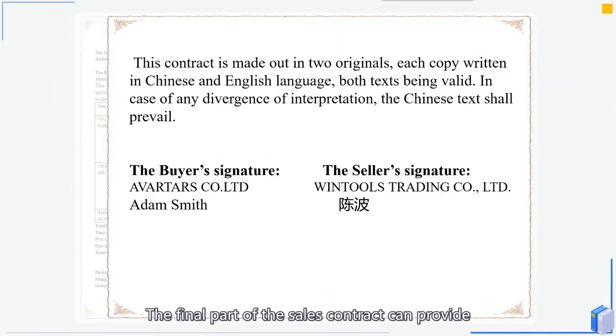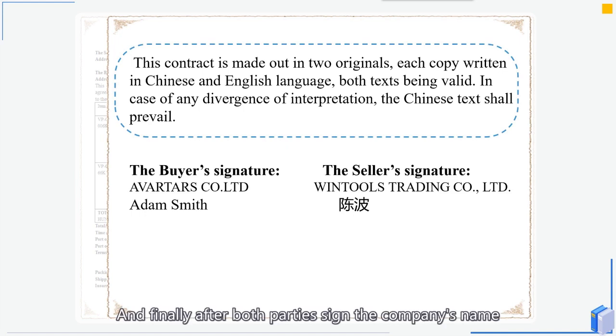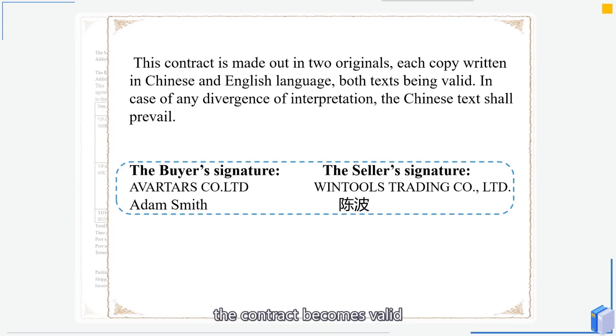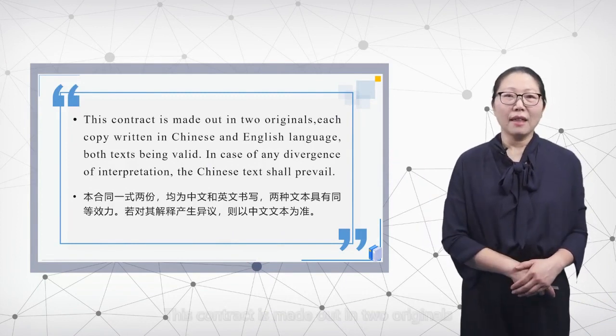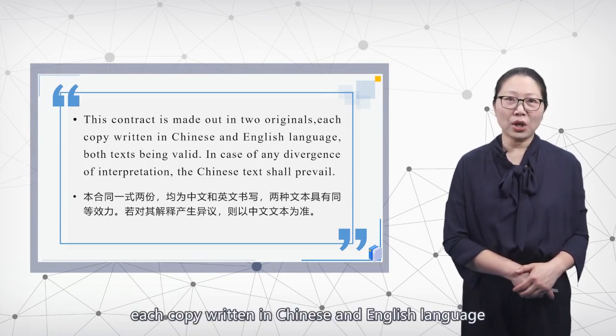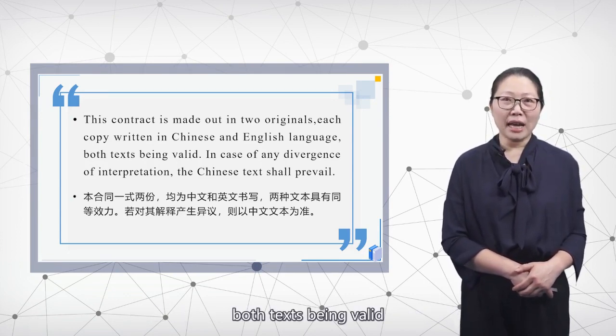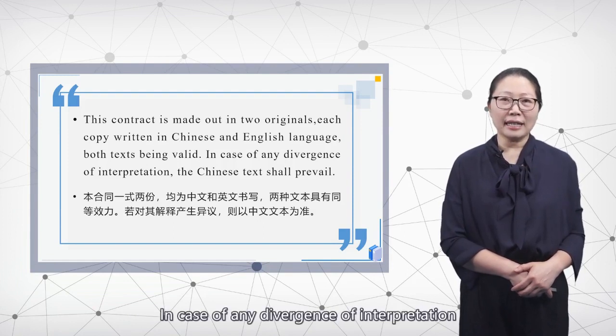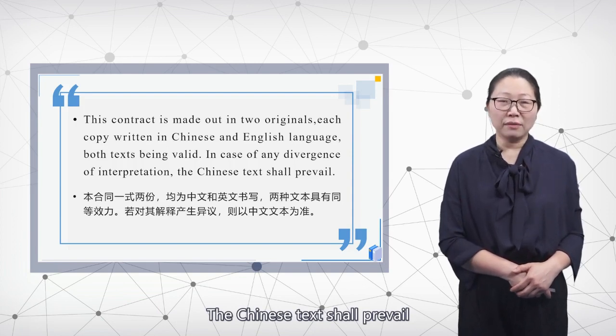The final part of the sales contract can provide additional terms if you have any. Besides, you should indicate the validity and copies of the contract. And finally, after both parties sign the company's name, the contract becomes valid. Here is the sample. This contract is made out in 2 originals, each copy written in Chinese and English language, both texts being valid. In case of any divergence of interpretation, the Chinese text shall prevail.